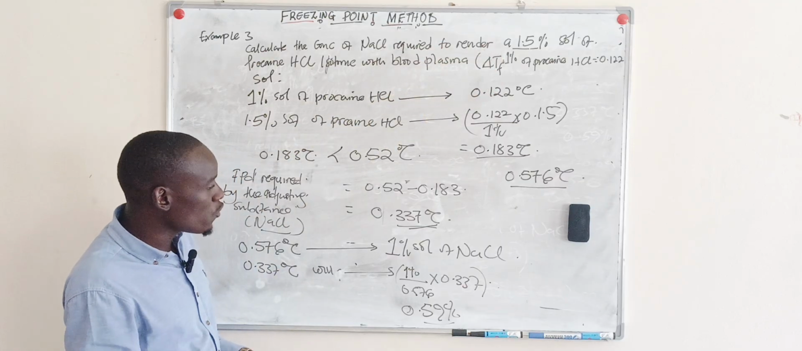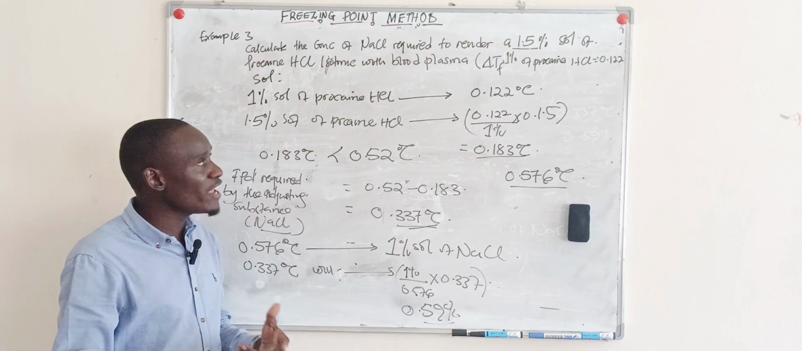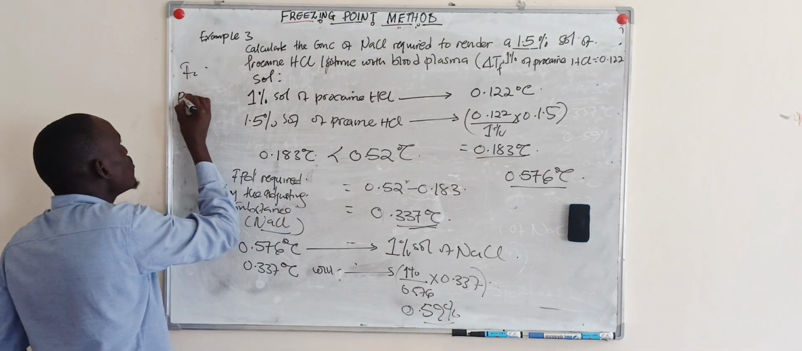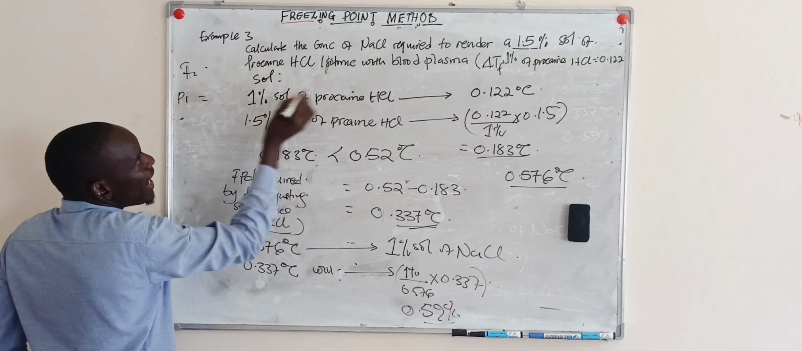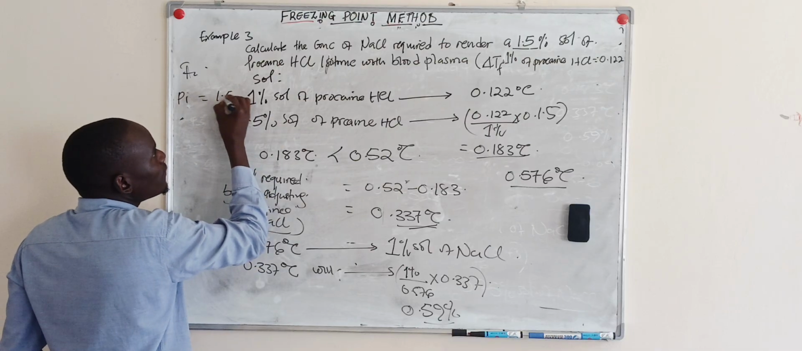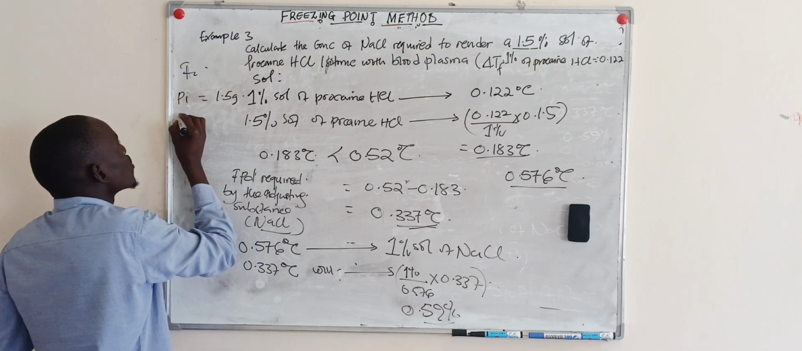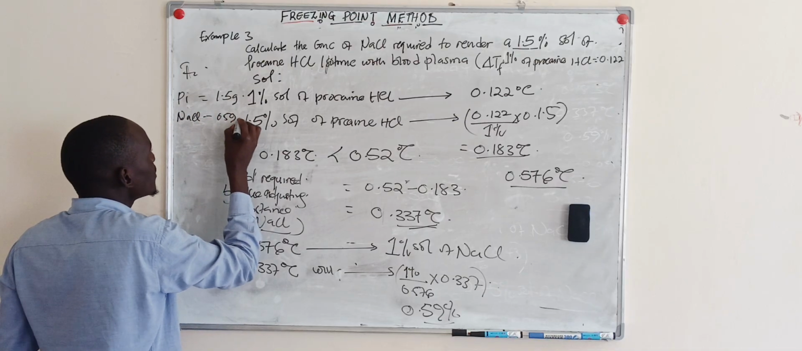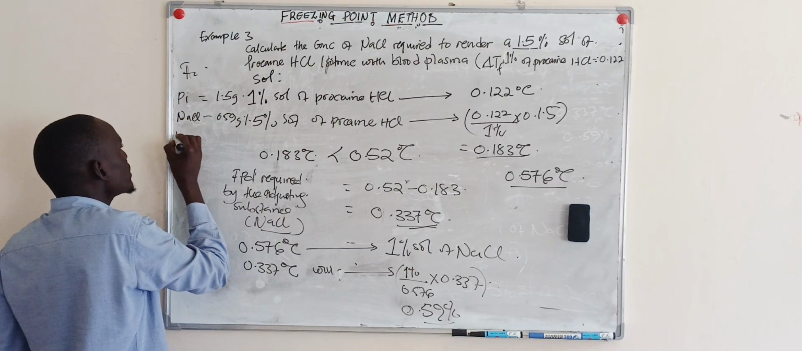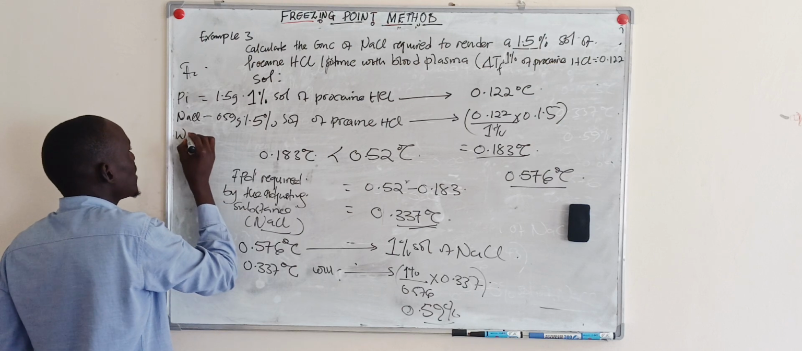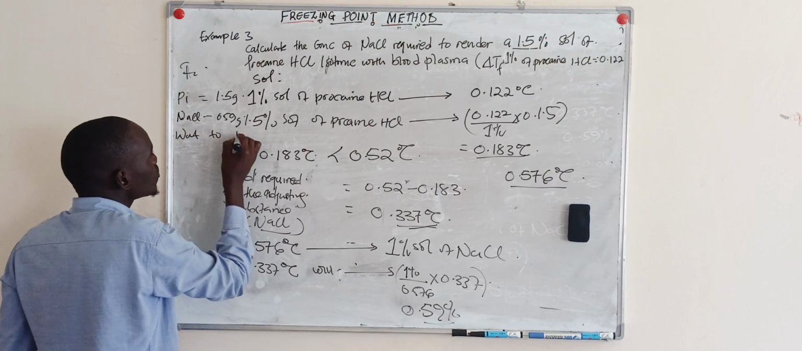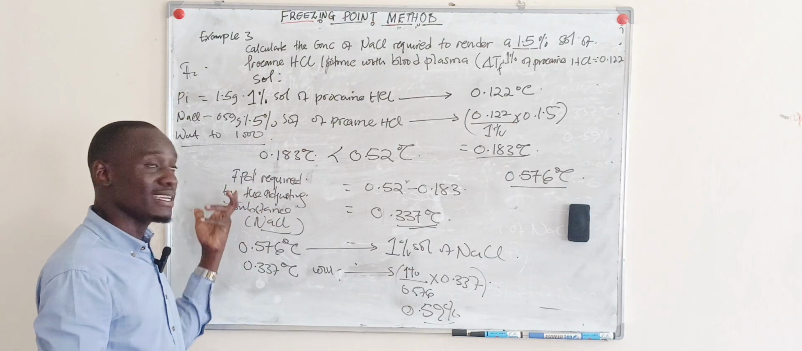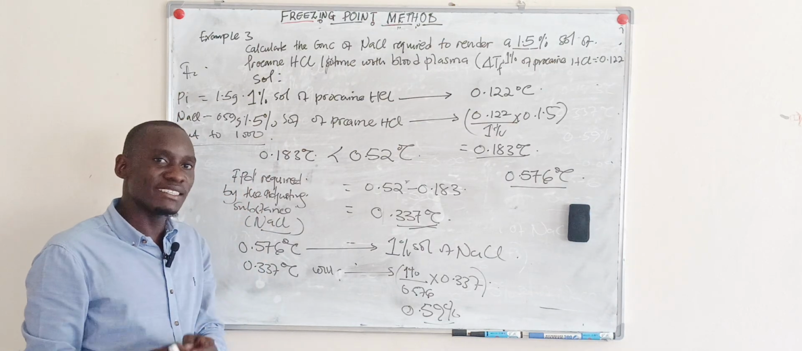That means if you write your final product formula, we shall have procaine hydrochloride as 1.5 grams. We shall have sodium chloride as 0.59 grams, and then water, distilled water or water for injection, add to 100. That will be our final product formula in this case. I hope you got the same answer with me.